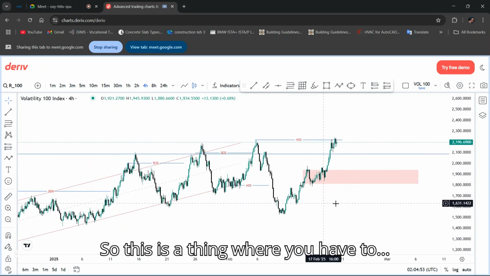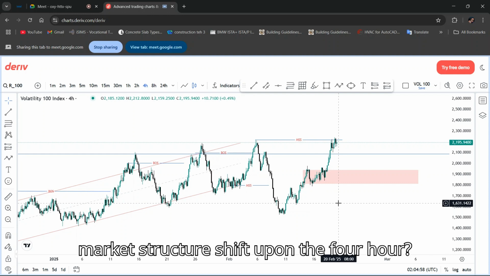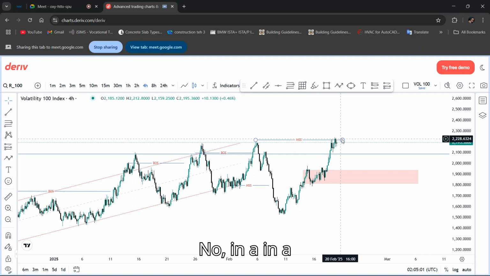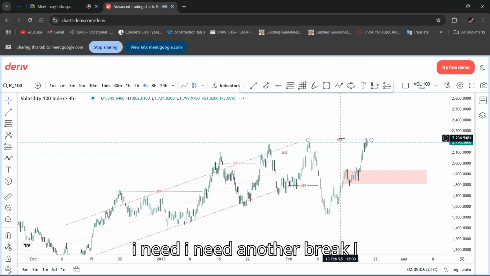So this is a thing where you have to sit down. But it confirmed the market structure shift on the 4 hour. Not solid on the 4 hour.